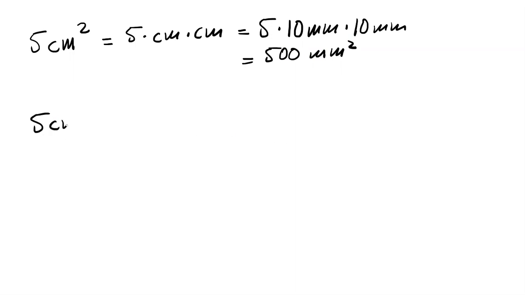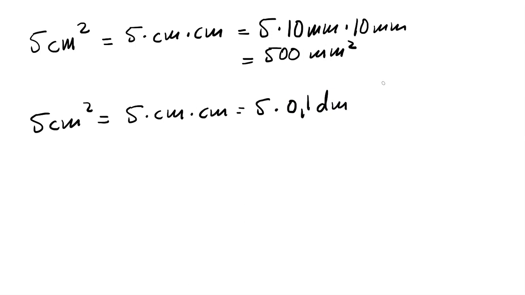Or if I want instead to convert this to decimeters, for example, then again I can write it as this. And then we have that the centimeter is a tenth of a decimeter. So a centimeter is 0.1 decimeters. So this is 0.05 square decimeters. So here I'll just multiply the numbers and then multiply the units. Or you could instead, of course, use the figures and divide them up into squares and just count.